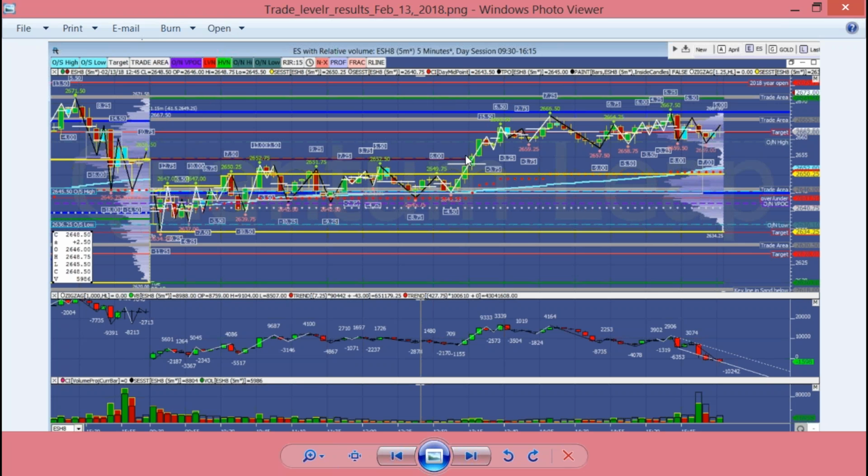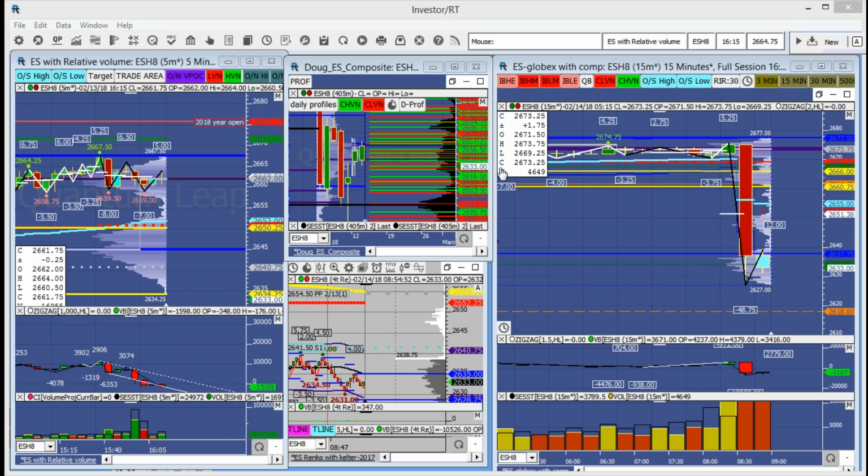Hypo 2 is actually what we got. We ended up with a double distribution. Our over underline was excellent. We bounced off that so many times, gave us multiple longs to the upside, creating a double distribution with a large LVN in between. Pretty good trading day yesterday.